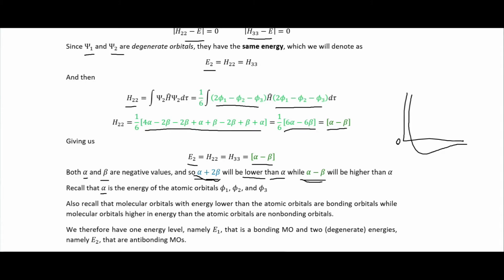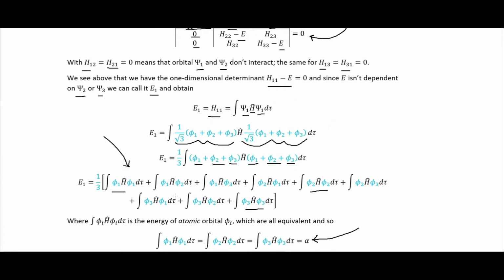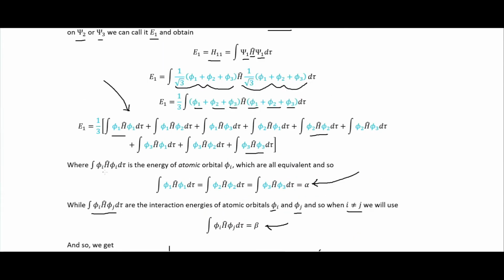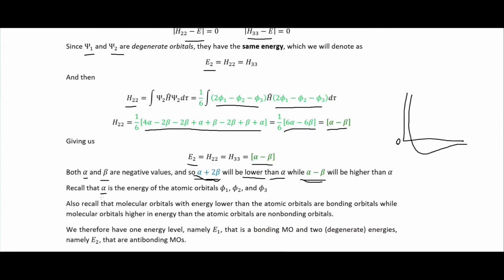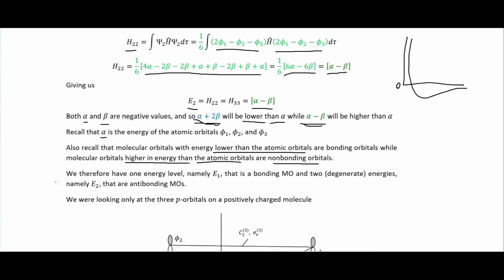Recall that alpha was the energy of our atomic orbitals, so that was the substitution we made up here, where we said that when I equals J, these are just the atomic orbitals right here. And so those are the atomic orbitals, so the alpha. And then recall that the molecular orbitals with energy lower than the atomic orbitals are the bonding orbitals, while molecular orbitals higher in energy than the atomic orbitals are the non-bonding or anti-bonding orbitals. So we therefore have one energy level, namely the energy 1, that is a bonding molecular orbital, and two degenerate energies, the E2 energies, that are anti-bonding molecular orbitals.